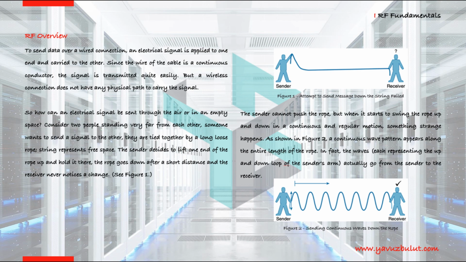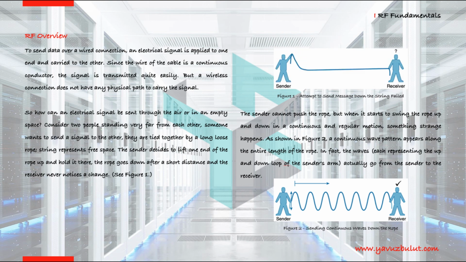Let's imagine that two people who are standing far away from each other are tied to each other with a rope, where the rope represents empty space. The sender lifts up the end of the rope and holds it there. The rope goes down after a short distance, and the receiver does not notice any changes. As shown here in Figure 1, the sender lifts the rope up and lowers it down after a certain period of time, and nothing reaches the recipient.